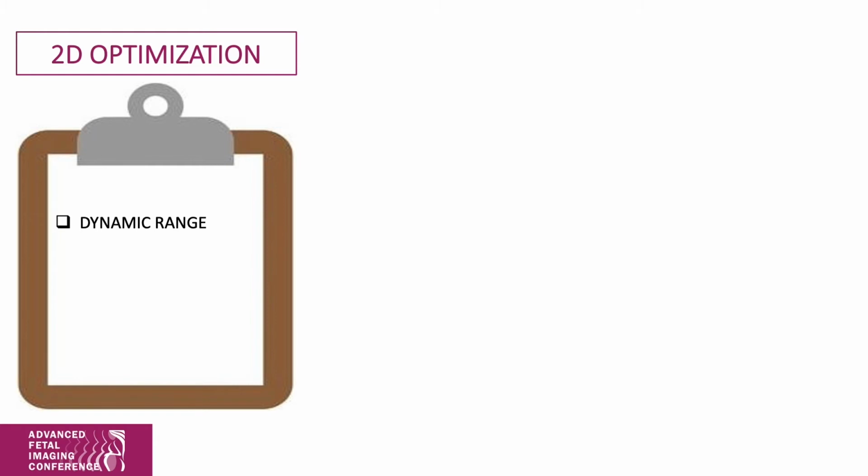All right, for 2D optimization, we want to move on to dynamic range. I know most of the sonographers here use dynamic range regularly. But do you really know what it is? Or do you just know if I press this button, sometimes things get better for me? I'd like to try and clear that up for everyone.